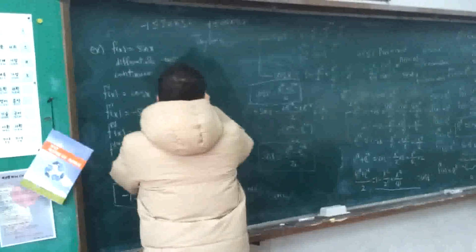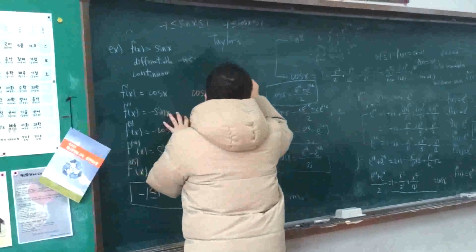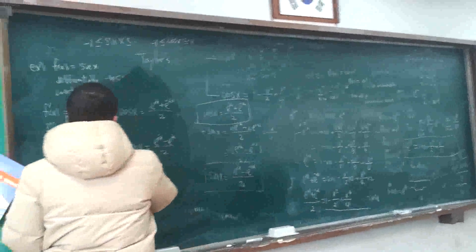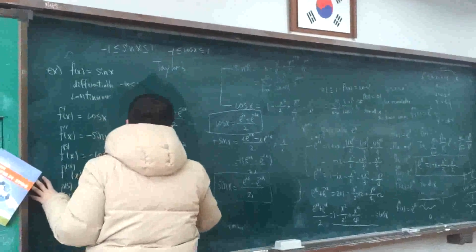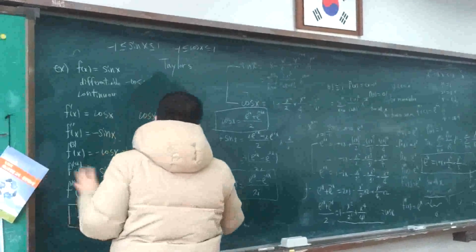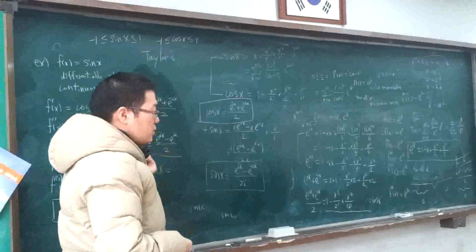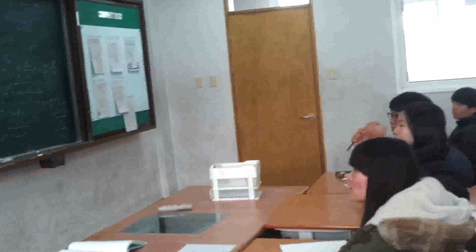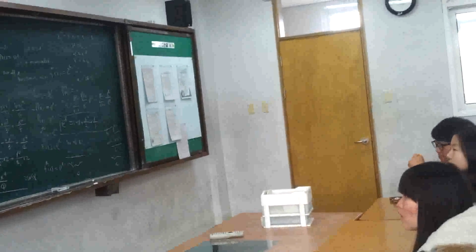Then i sine x equals to this. So if you sum it, cos x plus i sin x equals to e^{ix}. If you sum it, what is it? This is Euler's formula.